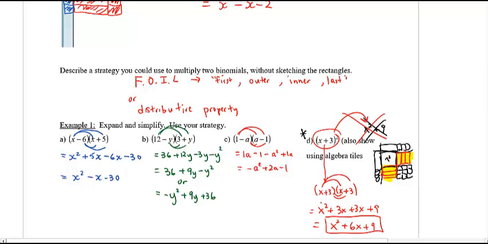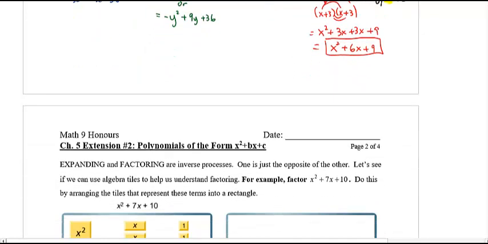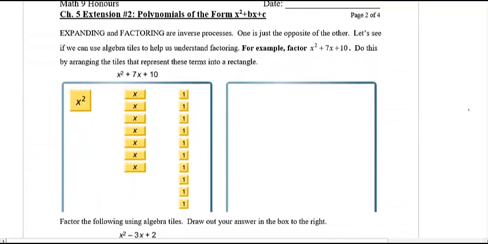Okay, that's what we call expanding. We get rid of the brackets, we expand. And the next thing I want to show you is this. There's another process called factoring. And expanding and factoring are inverse processes. Inverse meaning you do one and then do the other one, you get back the same thing. So one is just the opposite of the other.